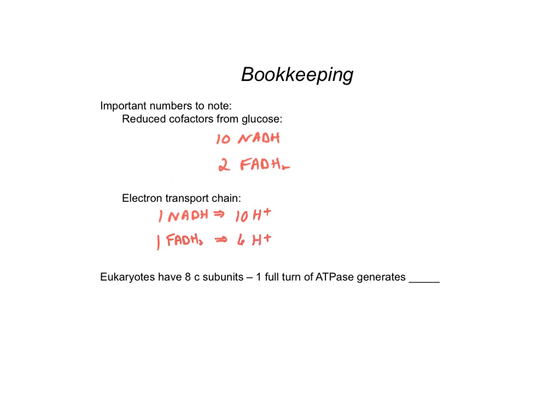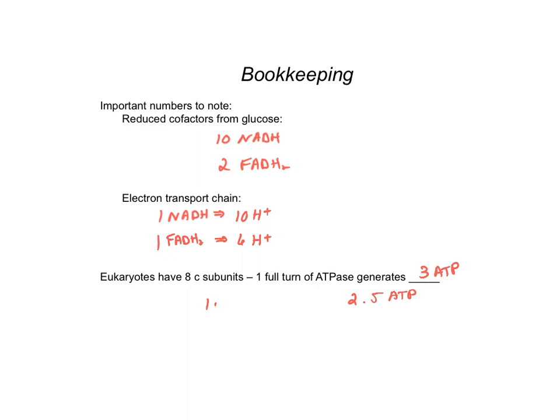So now, eukaryotes have 8 C subunits. So 8 C subunits is going to determine how many protons are actually needed for full rotation. One full turn is going to, in theory, give us 3 ATP via that binding change mechanism. In actuality, this ends up being 2.5 ATP. So one full turn doesn't actually give us 3 ATP, it gives us about 2.5 just because of the constraints of the system.